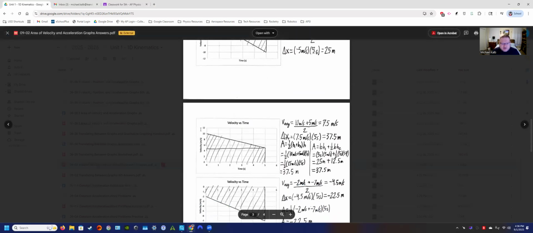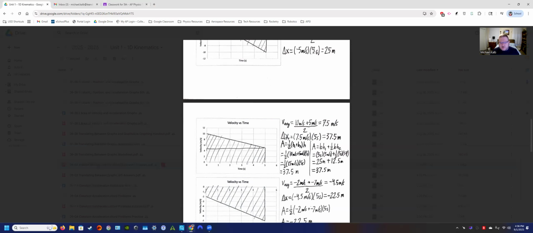All right, what about this right here? So the object's moving forward the entire time. The velocity is never negative, but it's slowing down. It starts at 10 meters per second, but then after 5 seconds, it's only moving forward at 5 meters per second. So the average velocity there would just be 7.5 meters per second times 5 seconds gives us 37.5 meters, which we could also, that's basically just the equation for the area of a trapezoid.